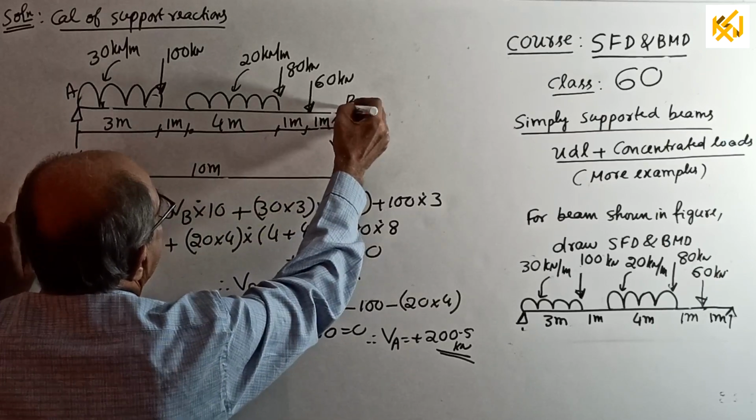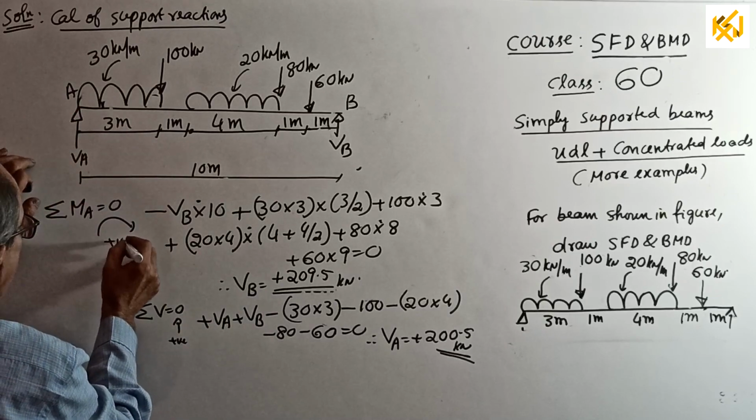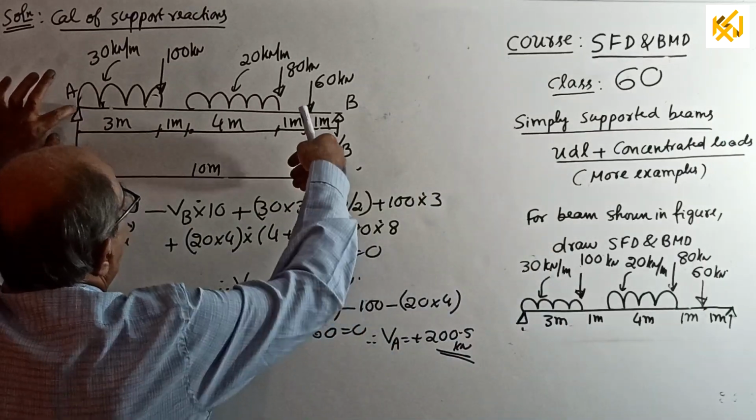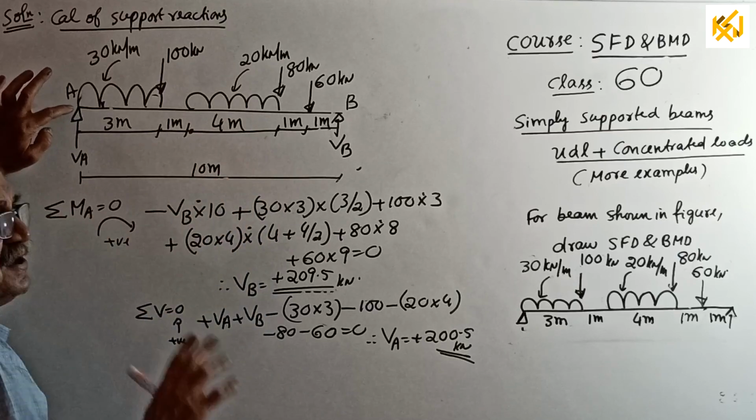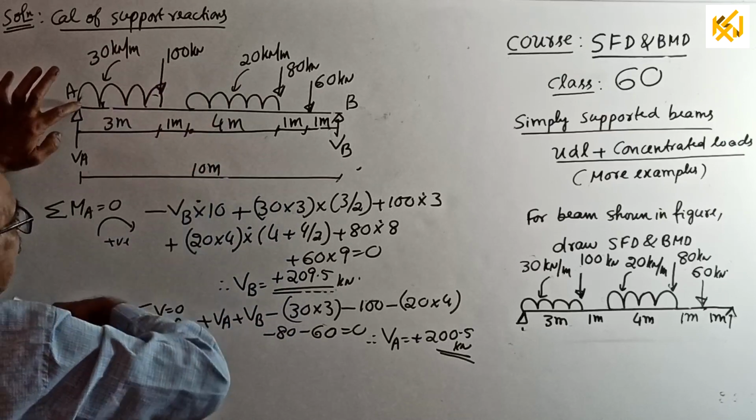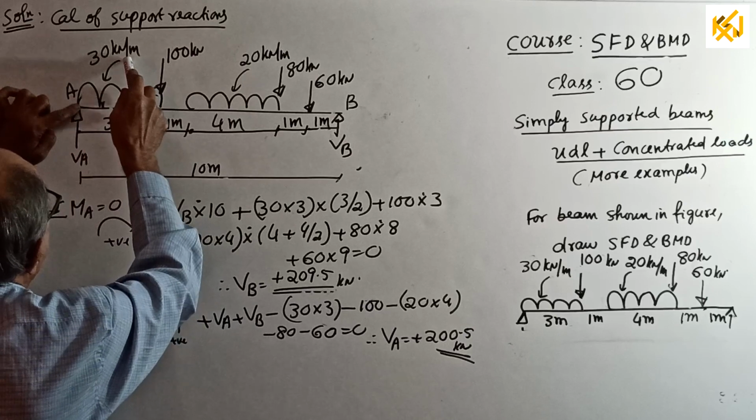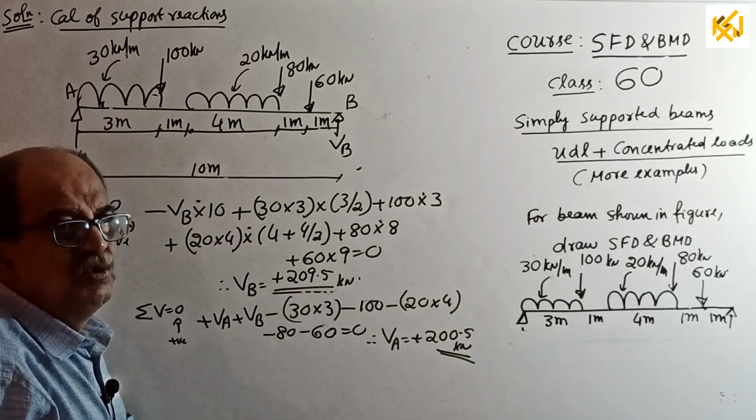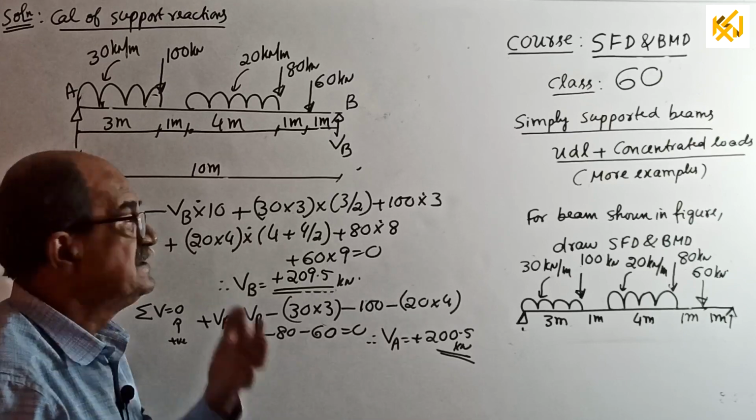AB. Okay. So, take moment about A, clockwise positive, not required to write every time. It is understood. See, minus VB into 10, because this is moment calculation, sign convention based on direction clockwise. Plus UDL, 30 into 3 is the total load due to UDL. I don't have to tell this, it is told so many times, so I will not waste time from now onwards on such repetitive expressions.